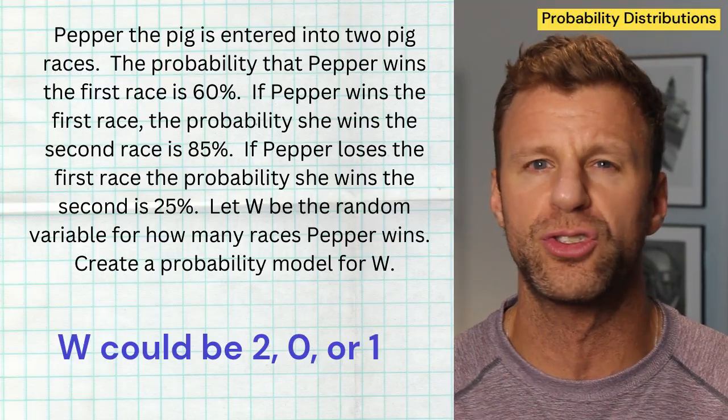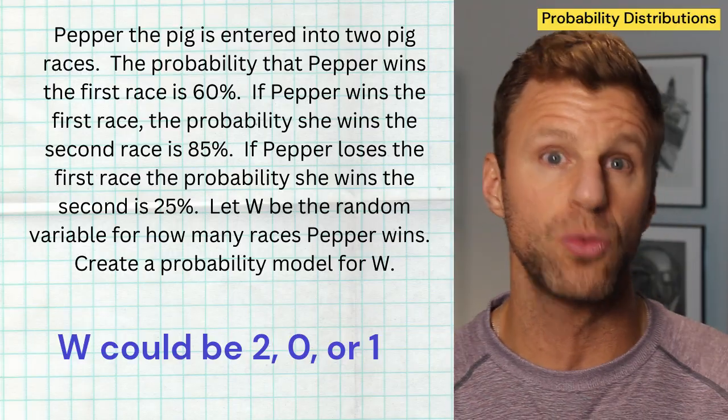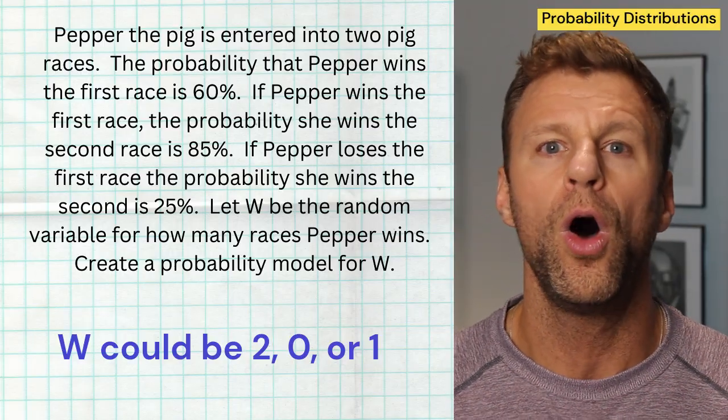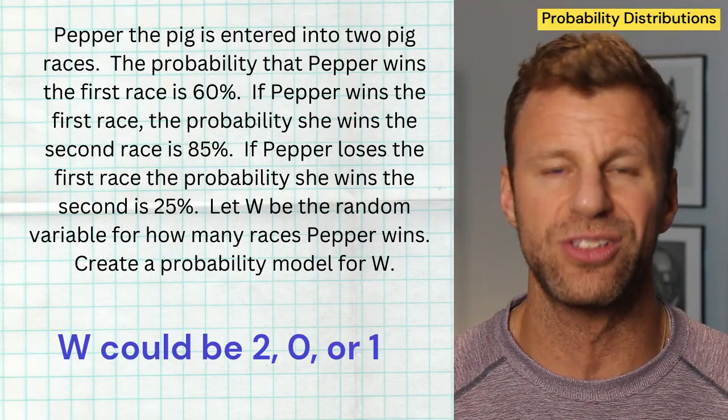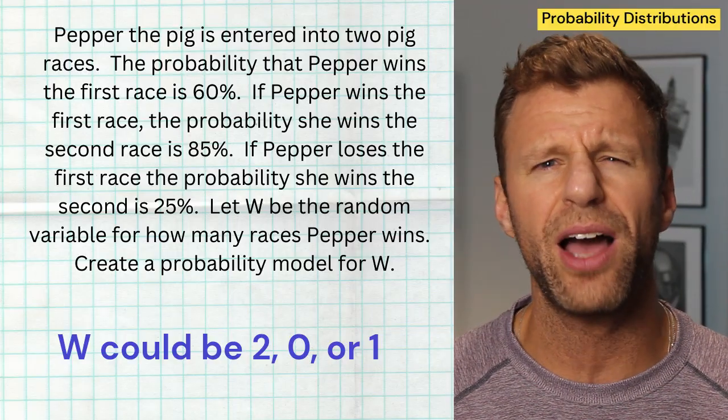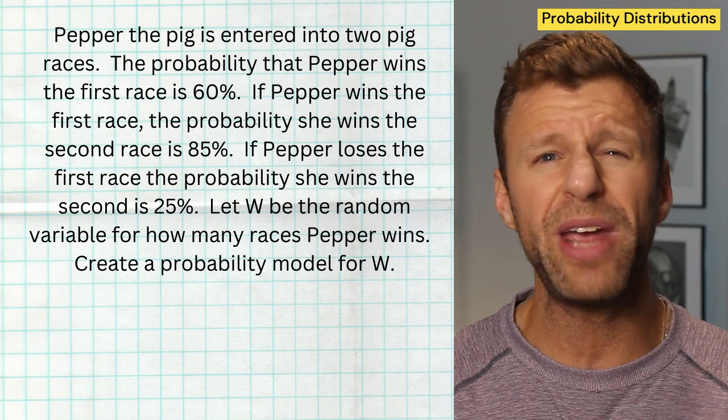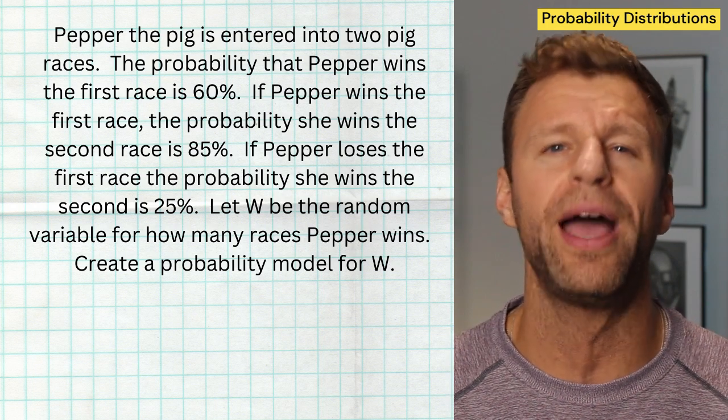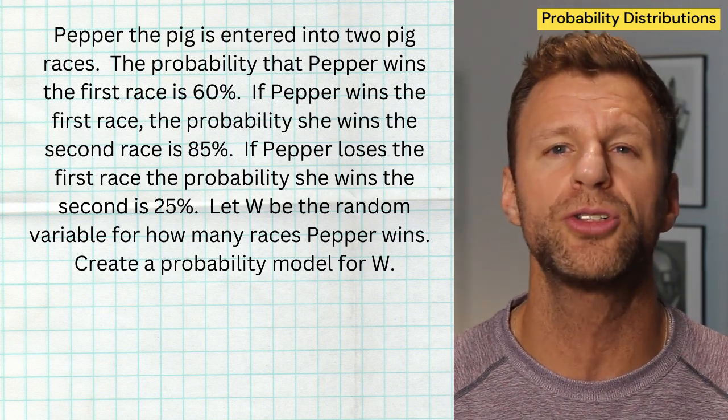But winning one of them has 2 different combinations. Lose the first, win the second. That's a total of 1 win. Or win the first, lose the second. That's also a total of 1 win. So how do we calculate those probabilities? Well, because we have some conditional probabilities in this problem, a tree diagram is going to help tremendously.